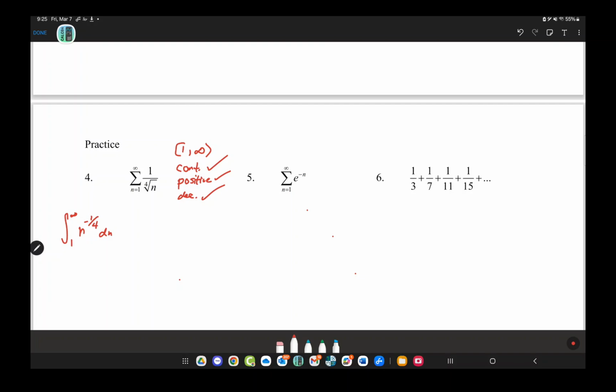All right. So what we're going to do is change this to be the limit as t goes to infinity of the integral from 1 to t of x to the negative 1/4 dx. So we remove the infinity from the upper bound, replacing it with t, and we're saying as t goes to infinity, what's happening?